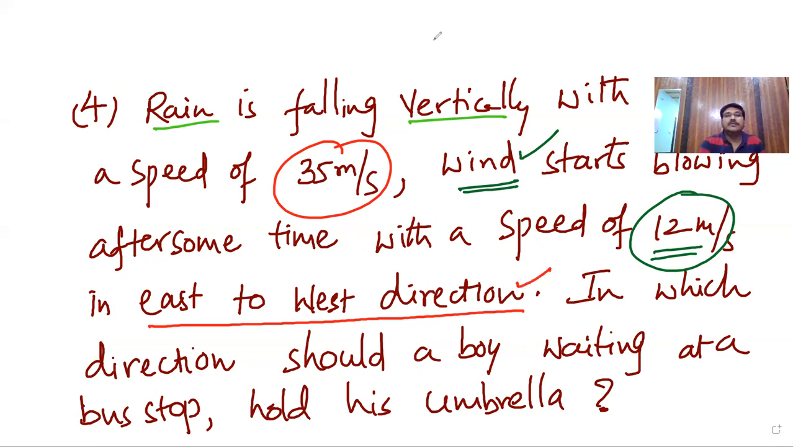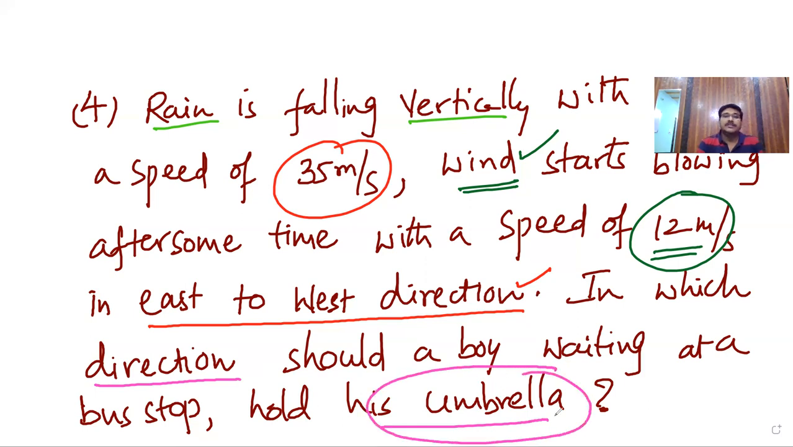Now what does he want? He wants the direction of the umbrella. A boy is standing at a bus stop. He wants to hold his umbrella. In which direction should he hold the umbrella? That was the question. Very beautiful, practical question. Understand it carefully.